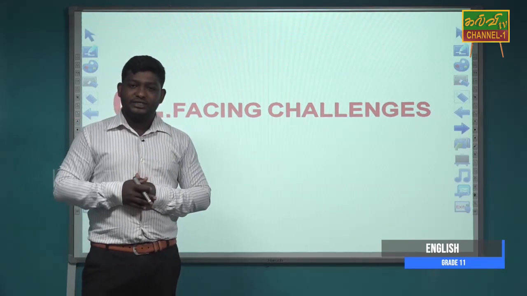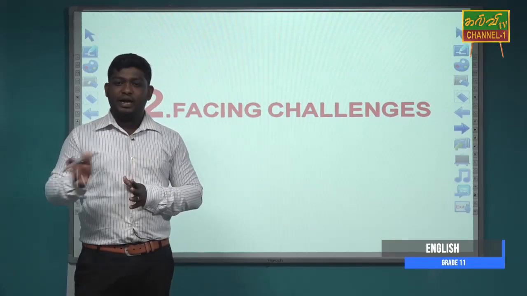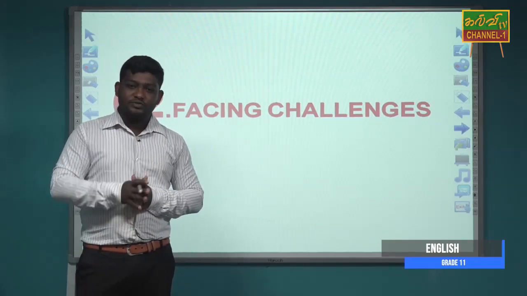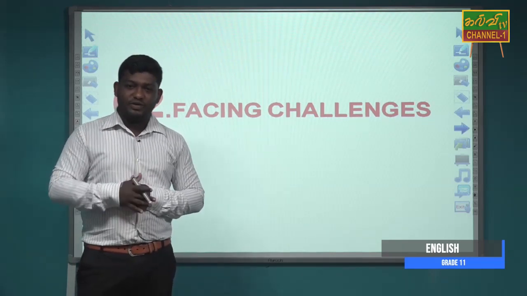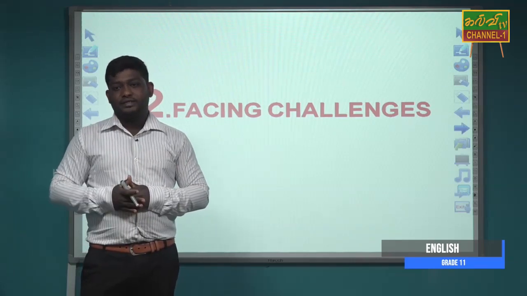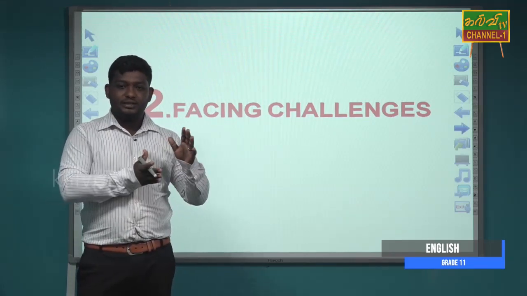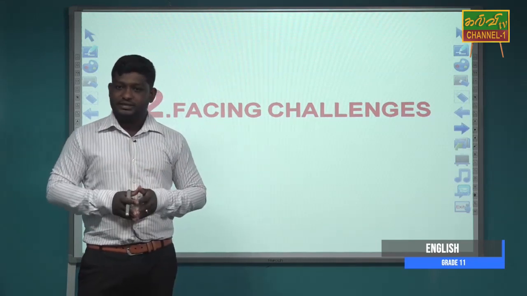In past continuous tense, we use helping verb was, were and verb ing. In past perfect, we use had and verb past participle. In past perfect continuous, we use had been and verb ing. These are the structures and methods to identify and study past tense.